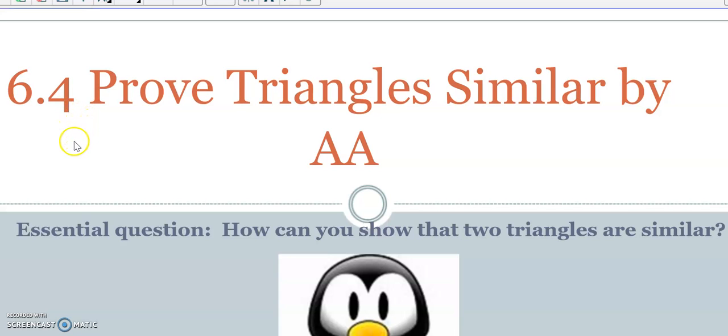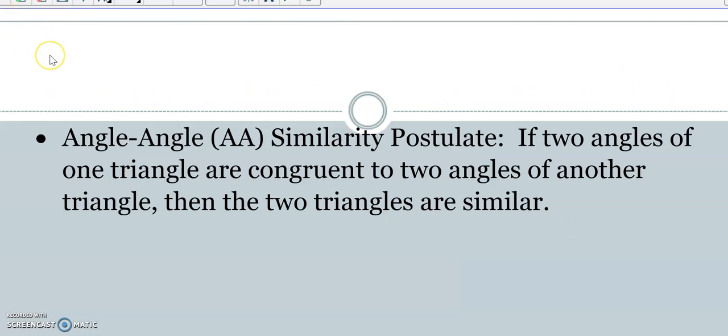This is Honors Geometry Lesson 6.4, Proving Triangles Similar by Angle. So if you remember proving triangles congruent, we had a list of 5 shortcuts. And angle was on our bad list. Now for similarity, angle is on our good list.